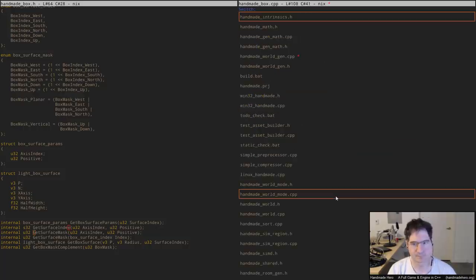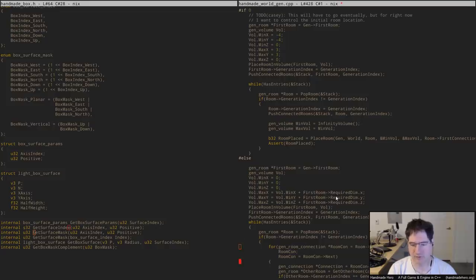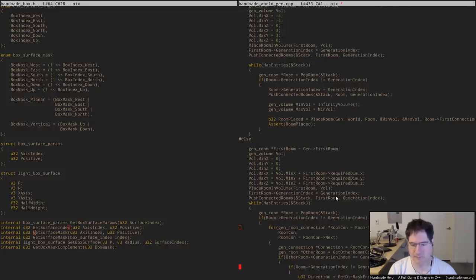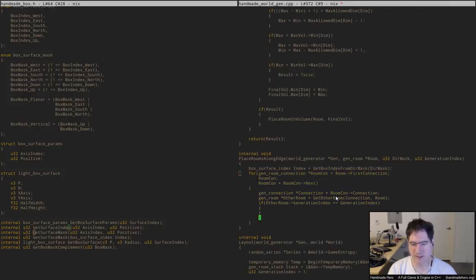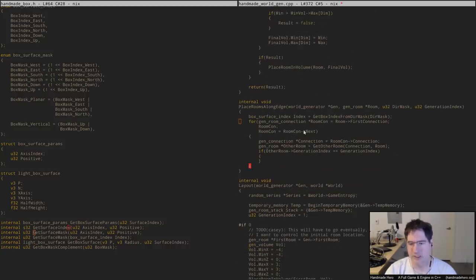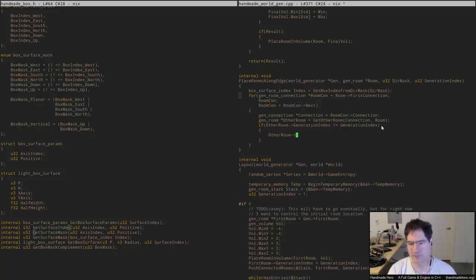All right. So moving back to the generation code, now that we know that we actually have an index, what we want to do is just step over the room connections that we have here. So this same code here is what we're going to operate with. So if I opt to iterate over my rooms' connections, what I want to do is say, all right, if the other room that we're talking about here is a room that has not been placed yet, which would look like this, then we're going to place that room.